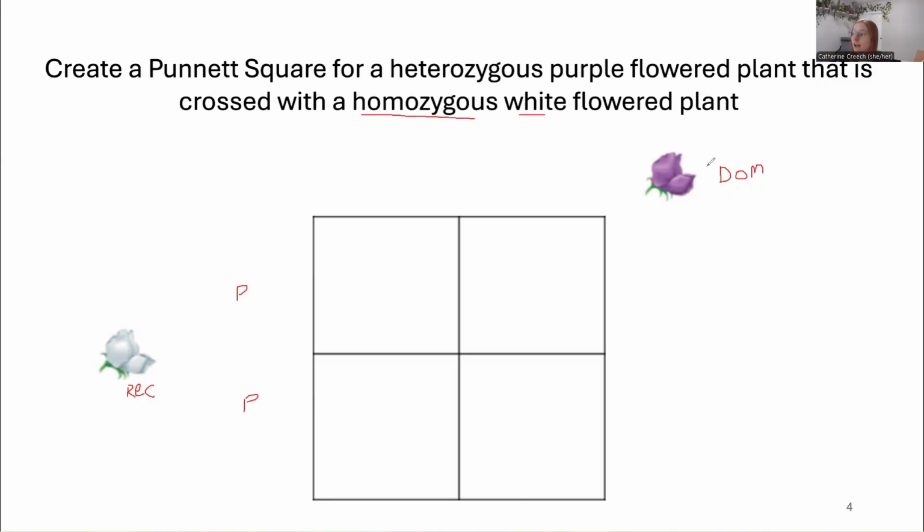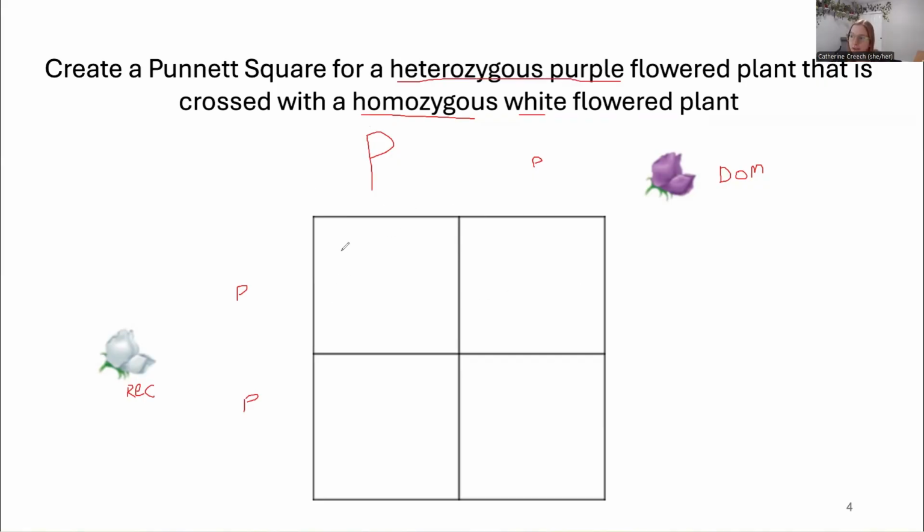The purple flower has to have at least 1 dominant allele, so that'll be a big P. But just by looking at the flower, I don't know whether or not it's heterozygous or homozygous dominant. And that's where I need to look at the clues in the question. So the question tells us it's a heterozygous purple flower. So that means it's going to have 1 big P because it's purple. And then the other trait is going to be coded for by a little p.